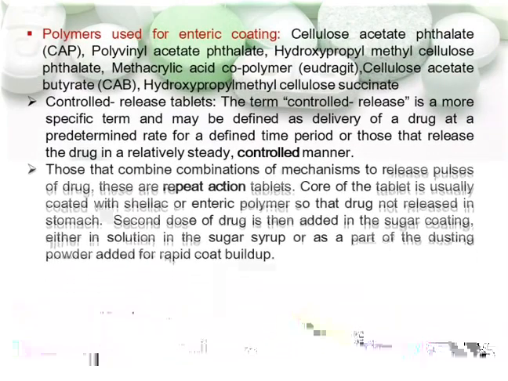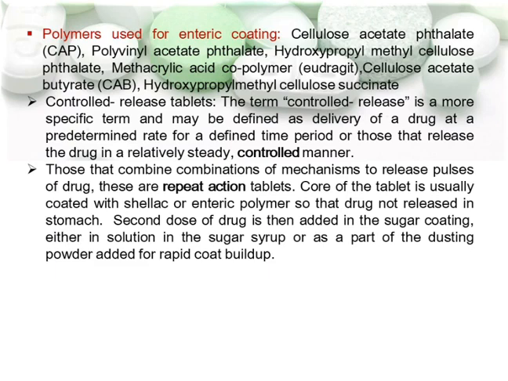What are the polymers that are used in enteric coating? These are cellulose acetate phthalate (CAP), polyvinyl acetate phthalate, hydroxypropyl methyl cellulose phthalate, methacrylic acid copolymer, which is also called Eudragit, cellulose acetate butyrate, hydroxypropyl methyl cellulose succinate. So these are the polymers which are used in enteric coating.